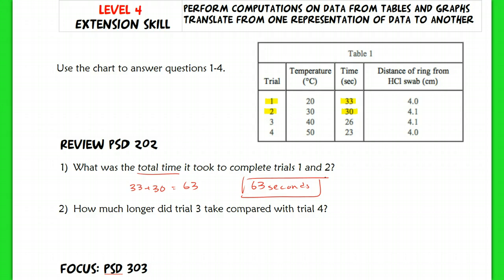Now in question 2, it says, how much longer did trial 3 take compared with trial 4? So now I'm looking at trial 3's data and trial 4's data, and it asks how much longer 3 took than 4. So I'm going to take trial 3 and subtract away the time from trial 4. So trial 3 minus trial 4 gives me 3 seconds, and my answer here is 3 seconds.